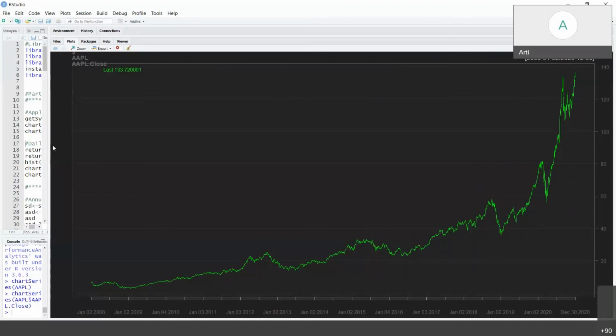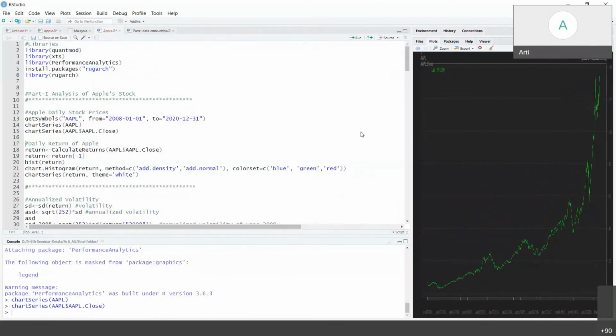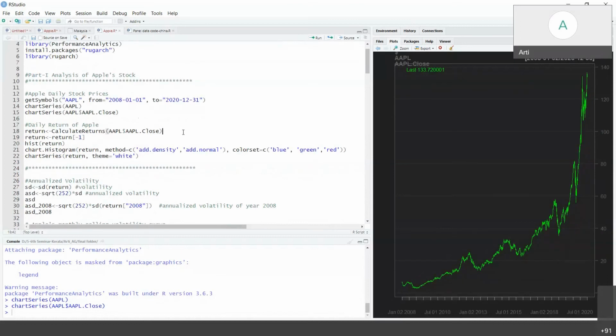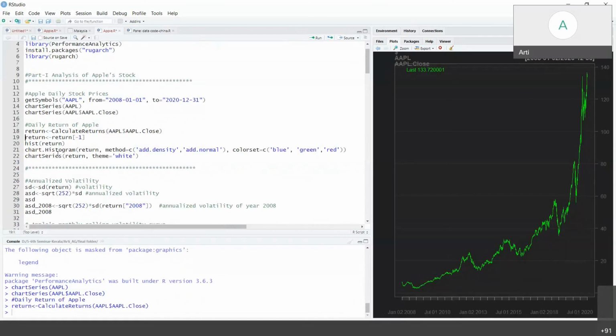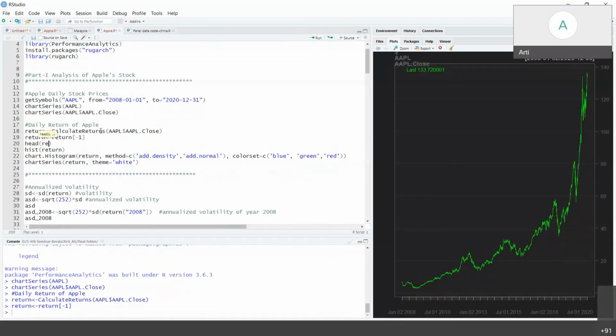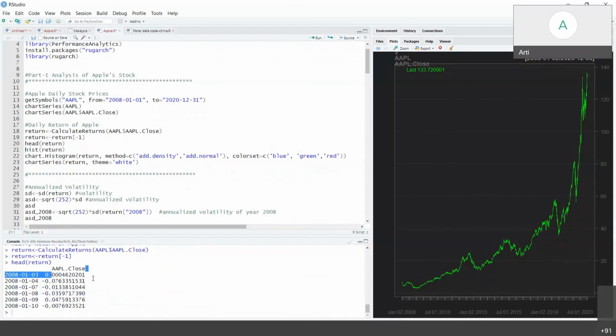Now, to confirm statistically whether this is present or not, first let me calculate the return of the closing price. I will run this one. So it has calculated the return, and my return series is calculated. I wanted to see the head of my return series. You can see this is my Apple closing price from 2008. This is only the head, it's not the entire data, just to show you my return series of the Apple closing price.